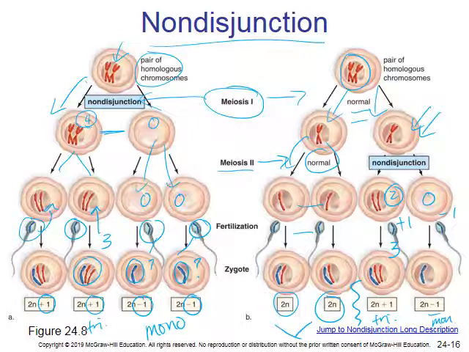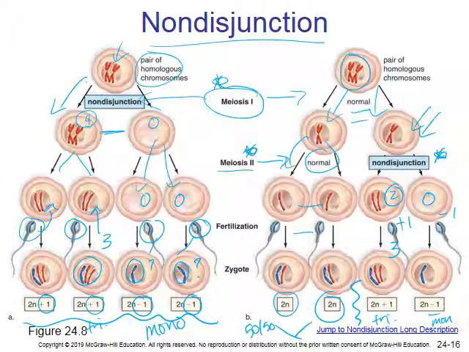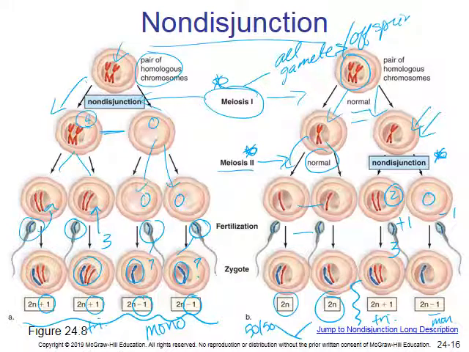But you can see that you have a 50-50 chance of having normal offspring. So a meiosis 2 non-disjunction event is better than a meiosis 1 non-disjunction event. If it's a meiosis 1 event, all gametes are affected, and all offspring, or zygotes as well. If it's a meiosis 2 event, you've got a 50-50 chance.